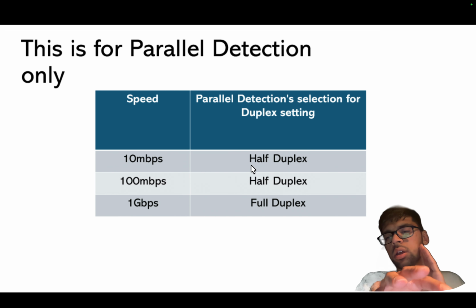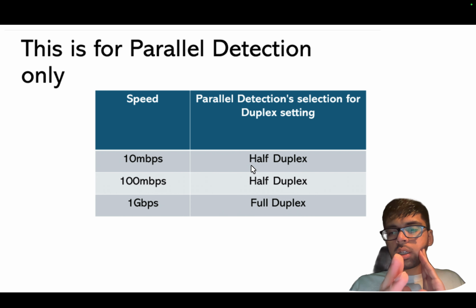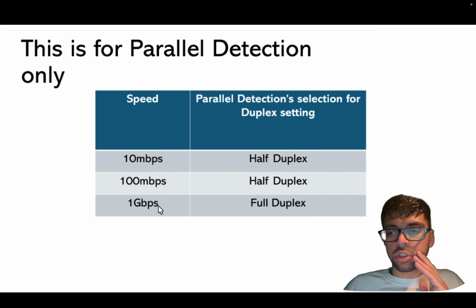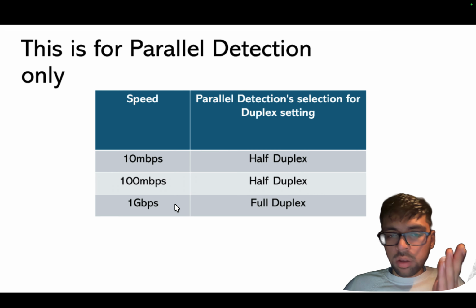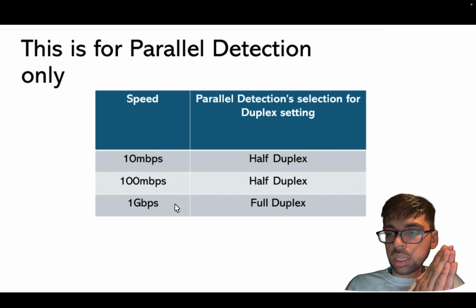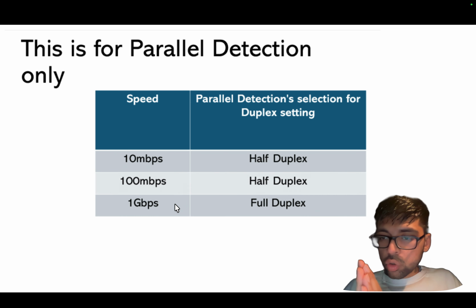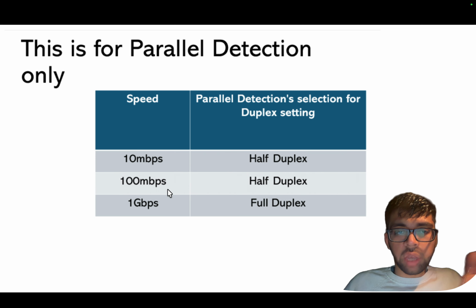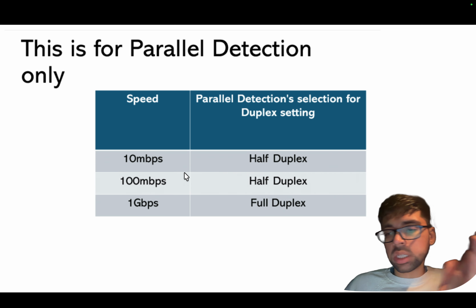Like, okay, it's sensing the speed that it thinks the router is using, and it's like, okay, I think you're using 1,000 meg per second. So if you use 1,000 meg per second, 1 gig per second, should I say, then its logic will be, okay, I think you're using 1 gig per second, so full duplex. That's what I'm going to select as the duplex thing, full duplex.